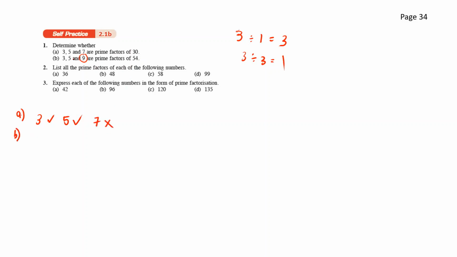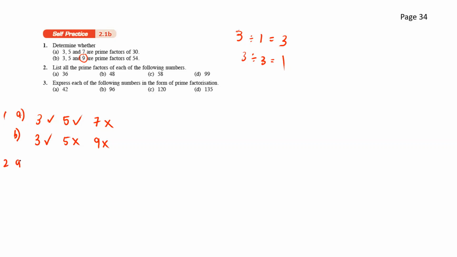For B, we have 3, 5, and 9 are prime factors of 54. 3 can divide 54, so it is a prime factor of 54. However, 5 cannot divide 54. It is not a factor. It will not give us a whole number. And as for 9, it is not even a prime number, so it is impossible to become a prime factor.